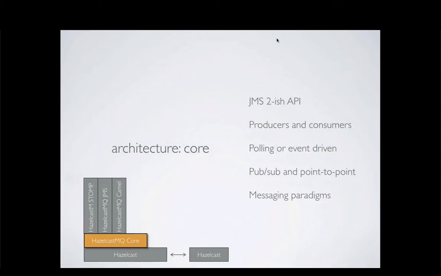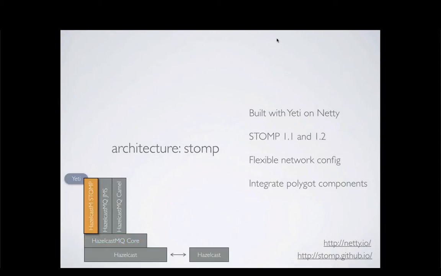Okay, so that was the core that we just looked at. So next, there's a component that builds on top of core called the stomp component. And so that's built on top of a library called Yeti, which right now is also bundled with Hazelcast, but I may split it out into a separate standalone library. And Yeti uses the Netty I/O framework for all the network I/O, and it implements the Stomp 1.1 and 1.2 protocols. And it does this by introducing a stomplet concept.